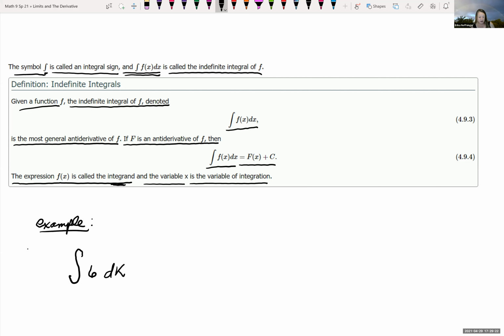So again, we're thinking backwards. What could we take the derivative of to get 6? Well, if I had 6k and I took the derivative of that with respect to k, that would give me 6. So that's good. And then I'm going to add my constant c here.